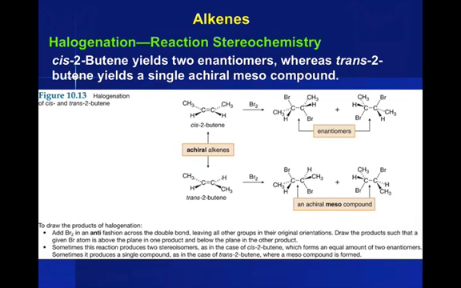How will I get them? Racemic or one enantiomer over the other? Racemic. But they are enantiomers nonetheless. You get a 50-50 mix. However, if I take trans-2-butene and do the same chemistry, I don't end up with a pair of enantiomers. I end up with a meso compound, which is achiral.